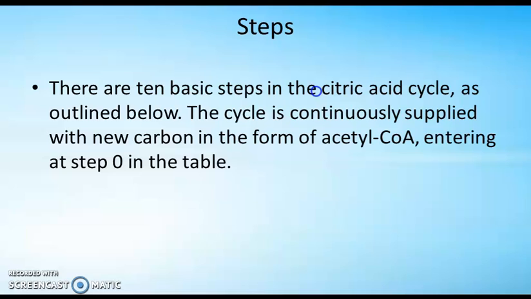There are 10 basic steps in the citric acid cycle as outlined below. The cycle is continuously supplied with new carbon in the form of acetyl-CoA, which enters at step 0 in the table. Through acetyl-CoA, new carbon is continuously supplied throughout the Krebs cycle.